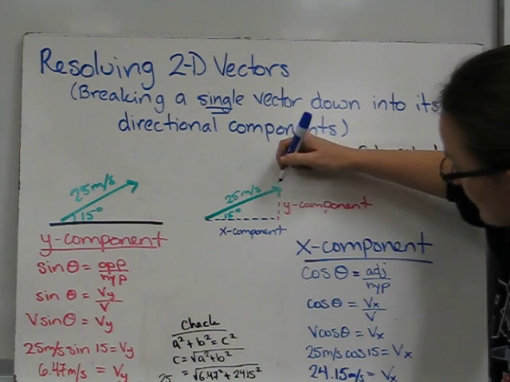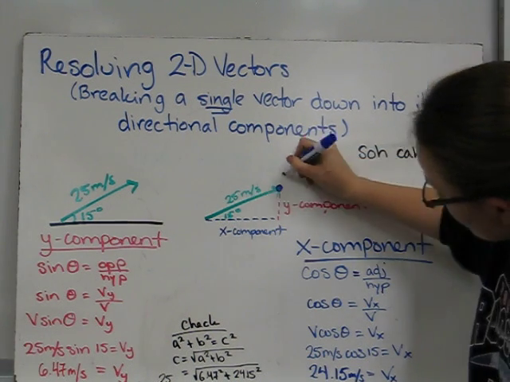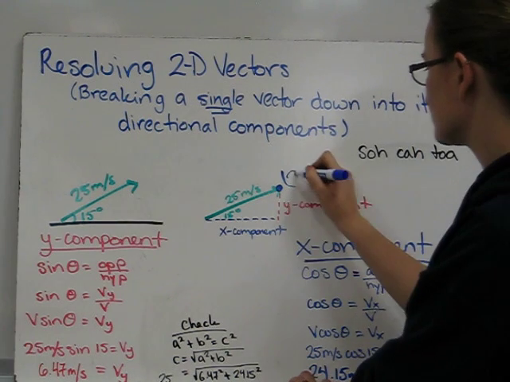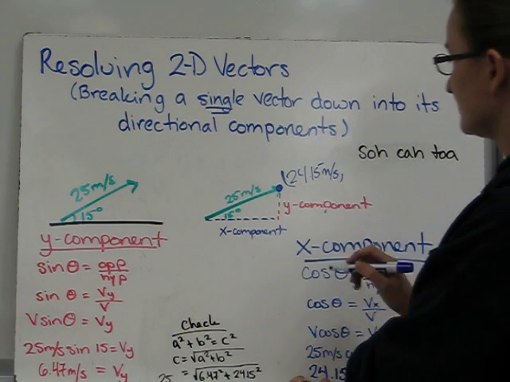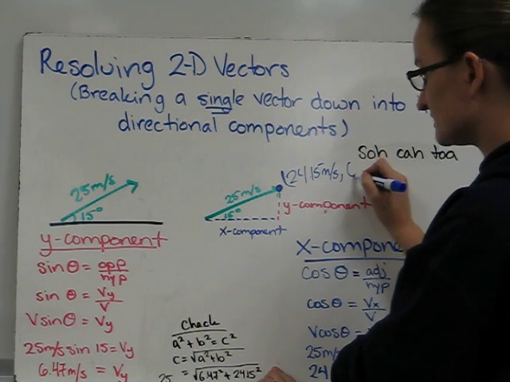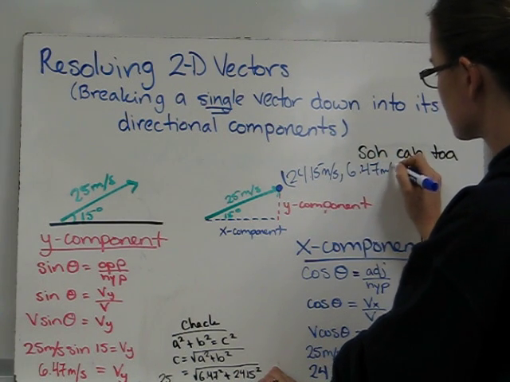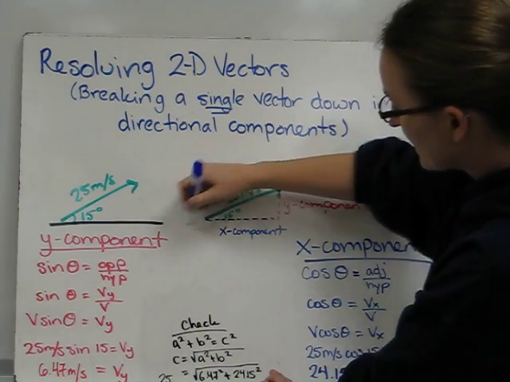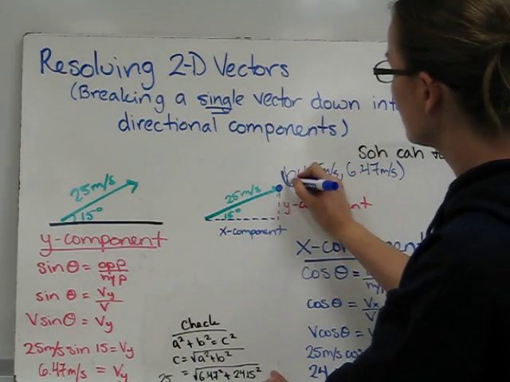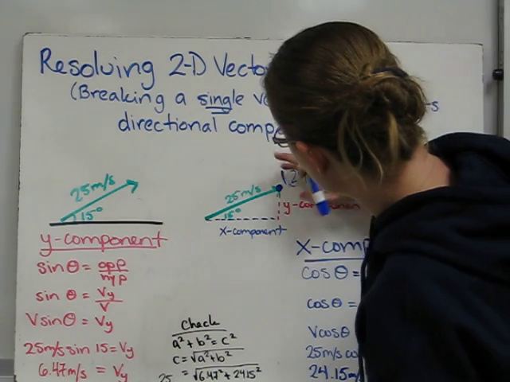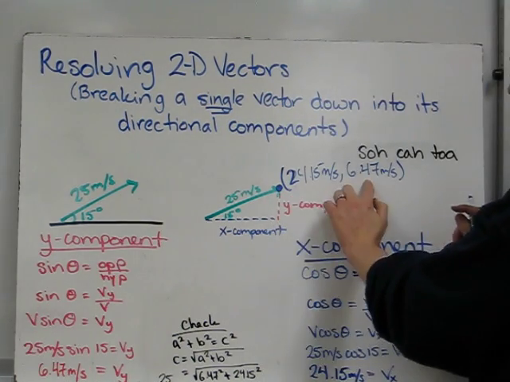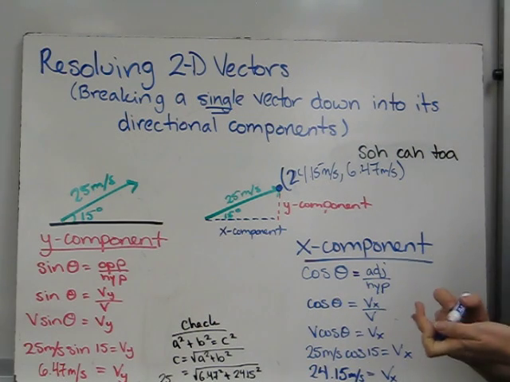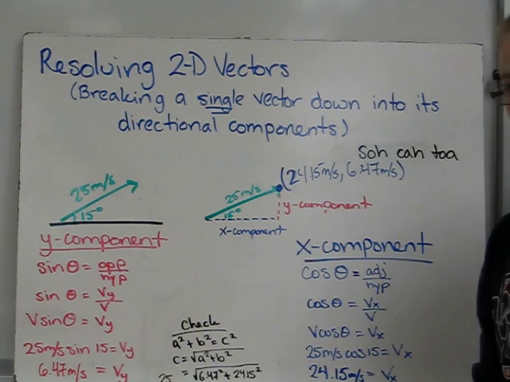So this would be the same as what you guys did in math, as marking this position as 24.15 meters per second in the x, and the y would be 6.47 meters per second. So if we drew an imaginary xy graph on here, this component would have this position on it. That would be our x, and that would be our y. Let's double check that and make sure that that's absolutely correct.